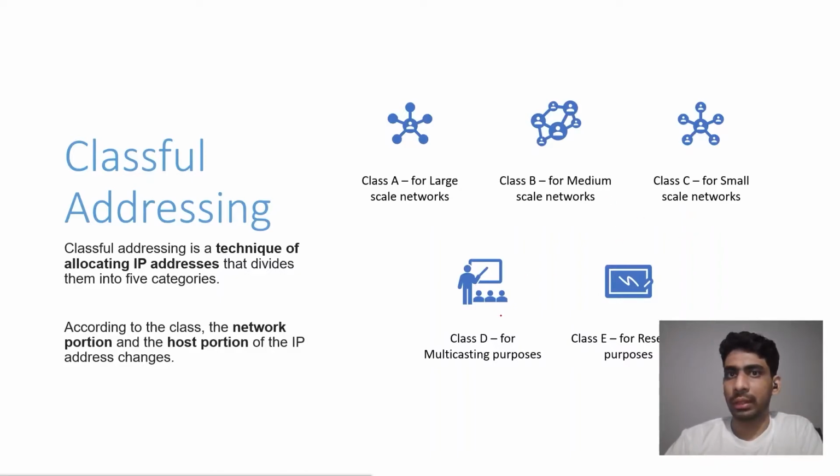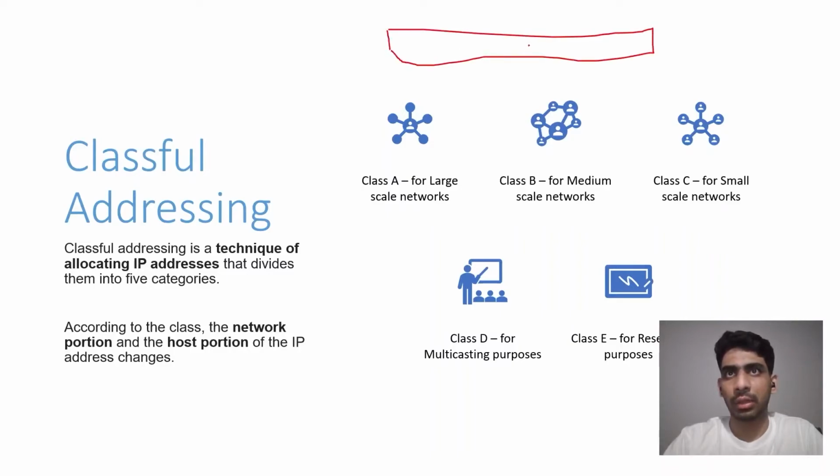But there were also another class D and class E, but those were not used for the daily assignment of IP addresses. Class D was used for multicasting purposes and class E was never used, but was reserved for experimental usage purposes. So classful addressing is the technique which is used to allocate the IP addresses according to a set of categories. This divided the IP address structure, as I told earlier in the third or fourth slide, the structure of an IP address was network part and host part.